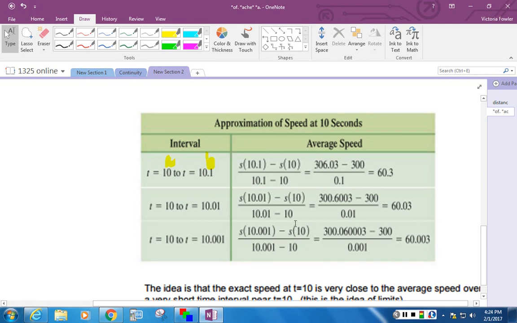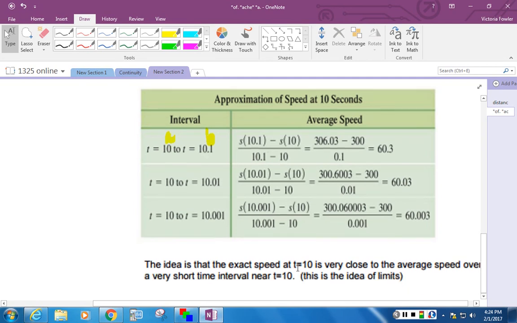So anyway, the idea is that if I take the average speed over shorter and shorter intervals, I am getting closer and closer to the instantaneous rate of change, what the velocity or the speed is actually at 10 seconds. And this is the idea of limits.